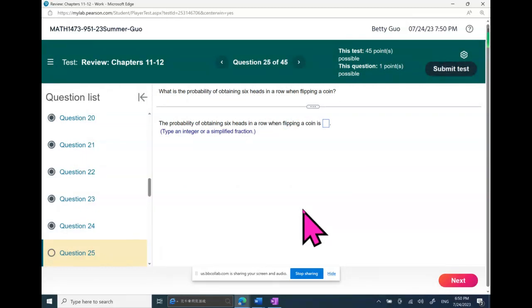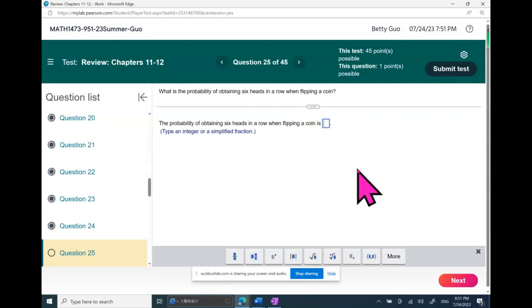Question number 25. What is the probability of obtaining 6 heads in a row when flipping a coin? So our task here has 6 trials. Each trial is you flip a coin 1 time. So you do 6 of them, right? And all the 6 trials are independent of each other. You flip a coin 1 time and then another time, 6 times altogether. So we are looking for the probability of obtaining heads for all 6 trials.